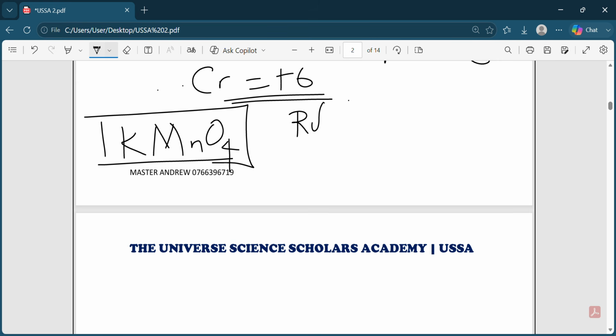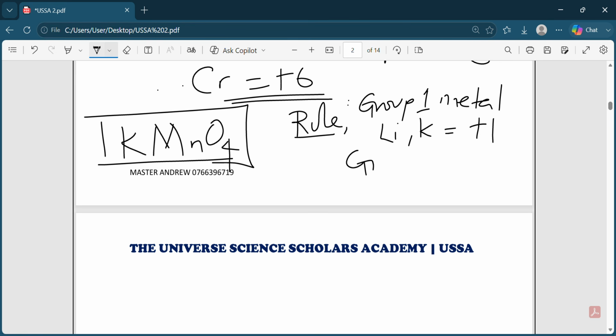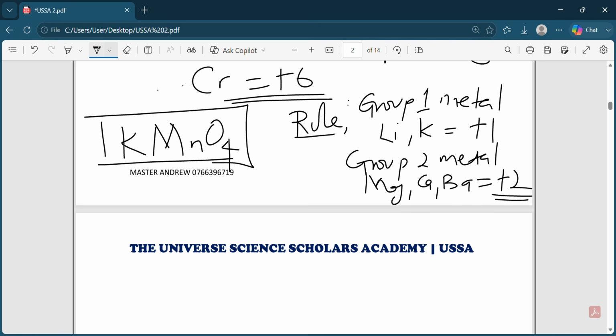The other tip that I would like us to have before we work this out is, normally whenever we are having the metals of group 1, for example, we can have lithium, we can have potassium, all of these will always have their oxidation states at +1. And when we're having the group 2 metals, for example, magnesium, calcium, barium, they will always have their normal oxidation state as +2.